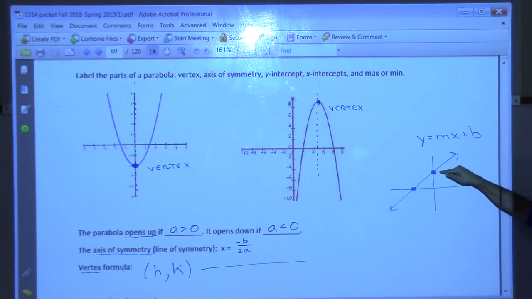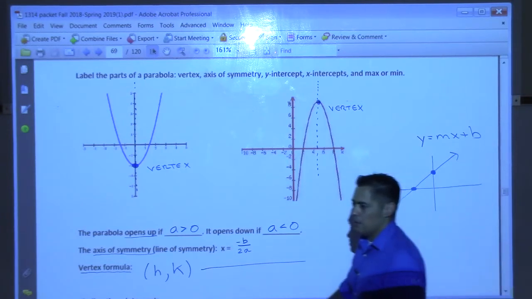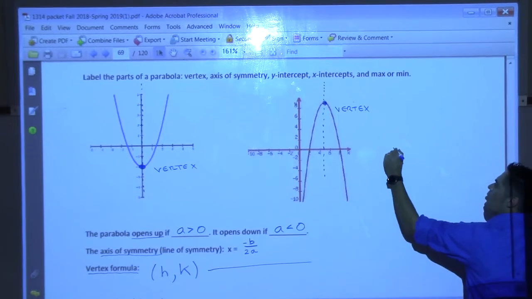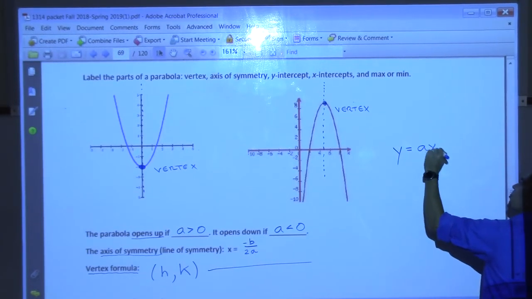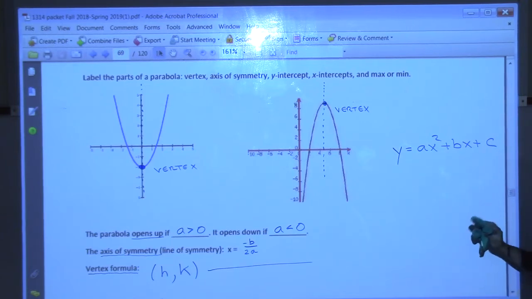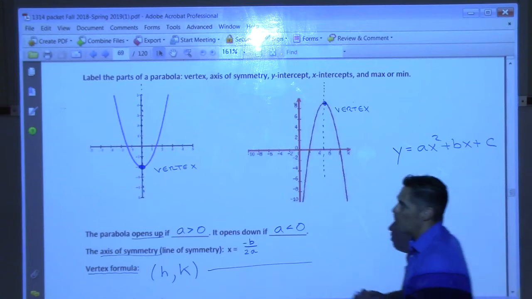And then how do we find the y-intercept? Set x to 0 and figure out what y is, right? We're going to do the exact same thing here. When you are looking at y equals ax squared plus bx plus c, this is a major thing right now. Let's see if you can follow this. It's not difficult, it's just important.